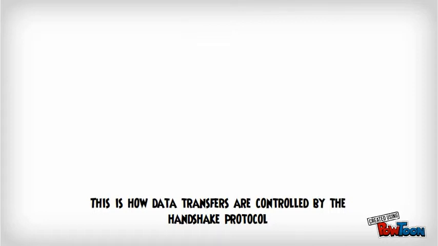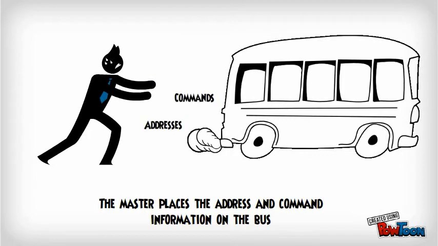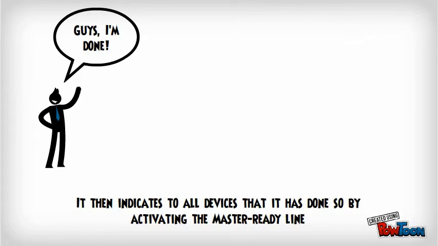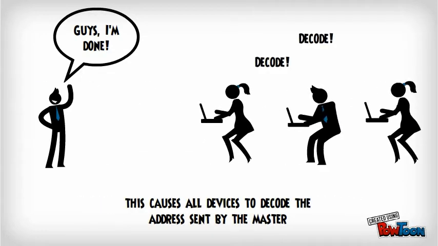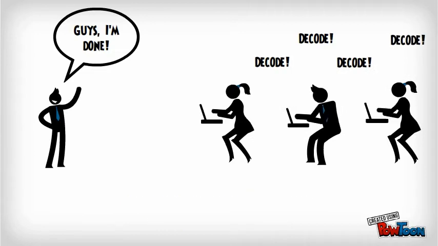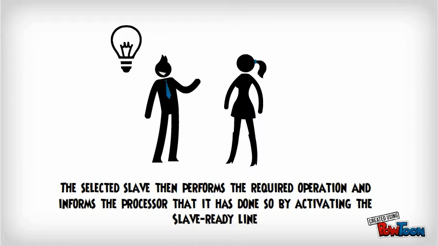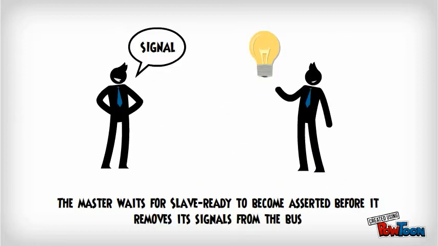The master places the address and command information on the bus. It then indicates to all devices that it has done so by activating the master ready line. This causes all devices to decode the address sent by the master. The selected slave then performs the required operation and informs the processor that it has done so by activating the slave ready line. The master waits for the slave ready to become asserted before it removes its signal from the bus.